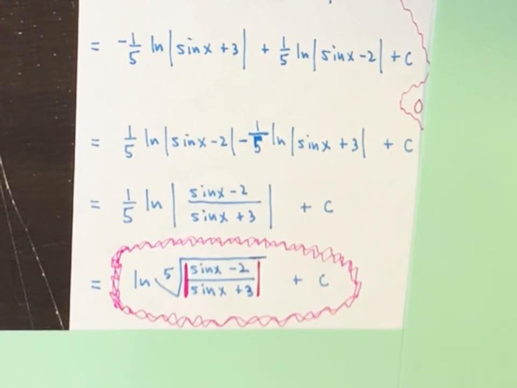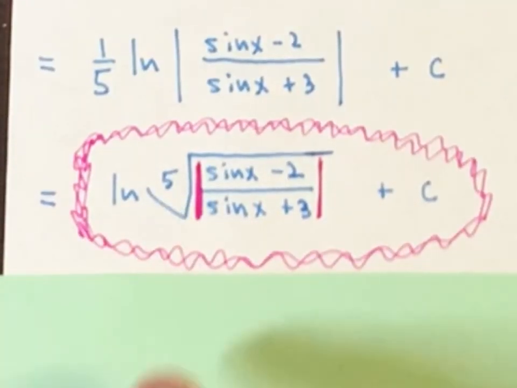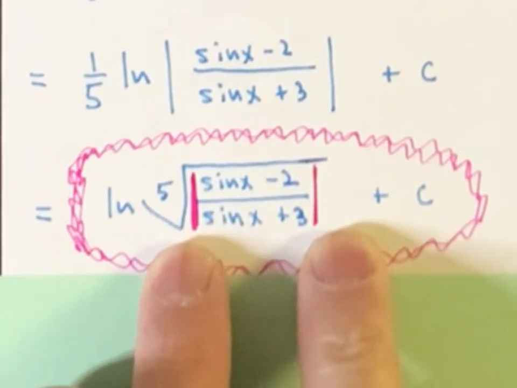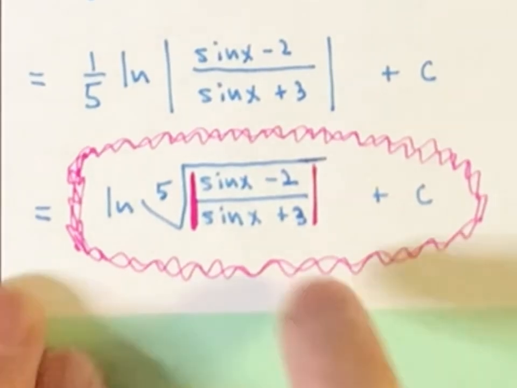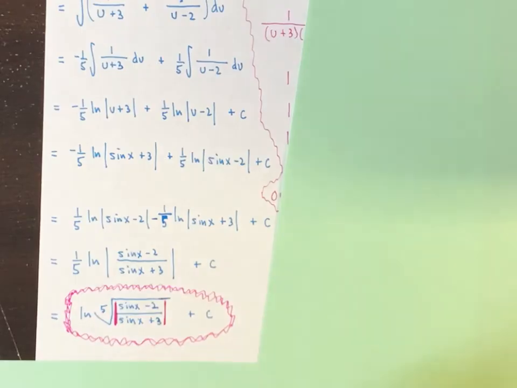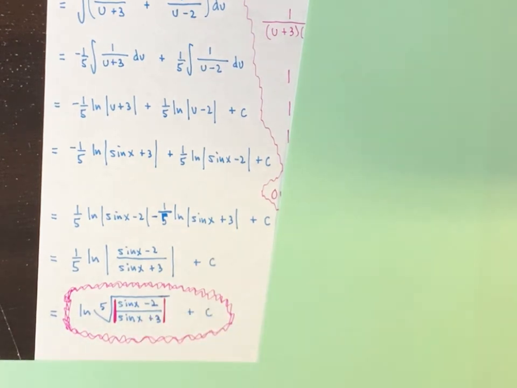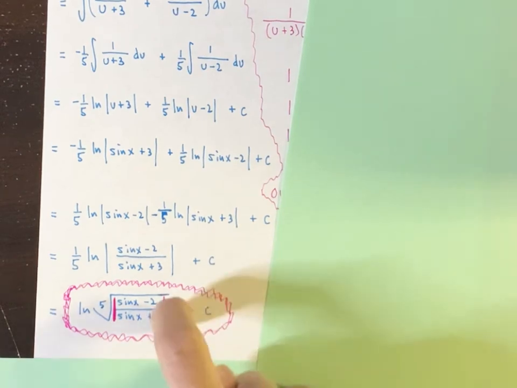So this is my final answer. I have natural log, and it's the 5th root of, that pink, that's the absolute value, and then it's sine x minus 2 over sine x plus 3, plus C. So this is the exact answer. And if you have a different answer given to you, I'm almost positive that what they gave you is equivalent to that, maybe in a slightly different form. And if it is, you can let me know and I can clarify that. But for sure, that's the result.